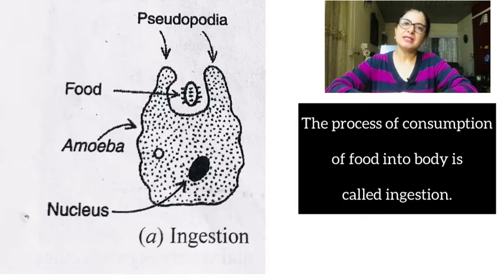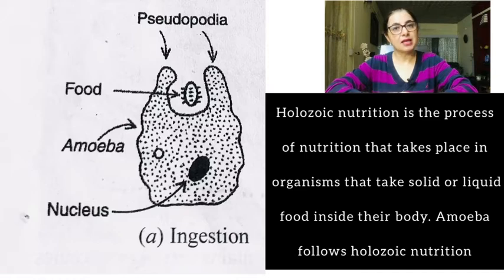Now as we can see in the diagrams, the first stage of nutrition in the case of all organisms is ingestion. So what is amoeba doing? It is ingesting solid particles, which may be microscopic plants or animals, so it is known as Holozoic nutrition.